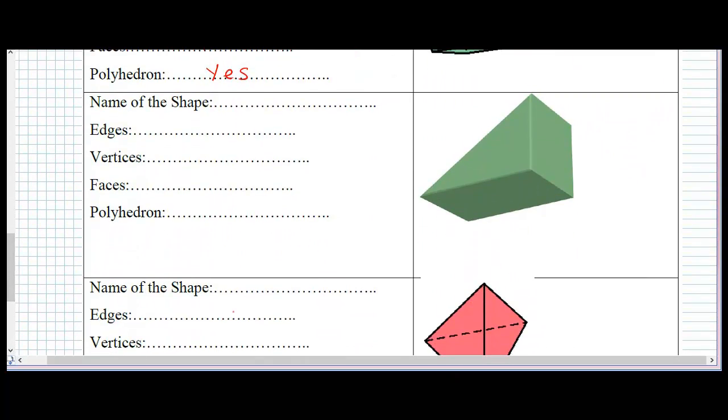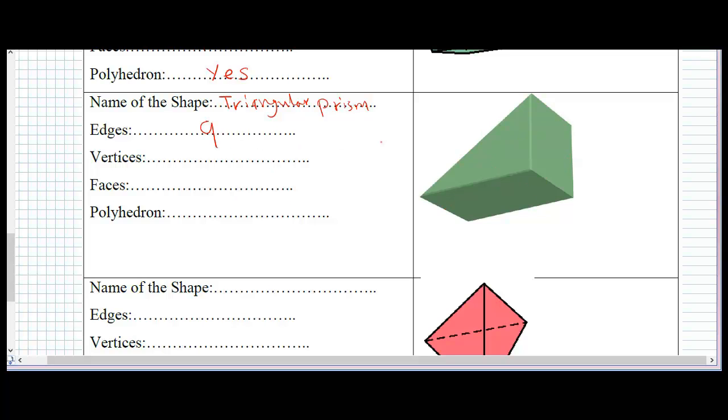Let's go next. We have here a shape with two bases. This is one base here, and the same in the back. If we have two bases, we said it's a prism. We call the prism with the name of the base. What is the name of the base here? It's a triangle. So we will call it a triangular prism. How many edges? We have 1, 2, 3, 4, 5, 6, 7, 8, 9. So we have 9 edges.